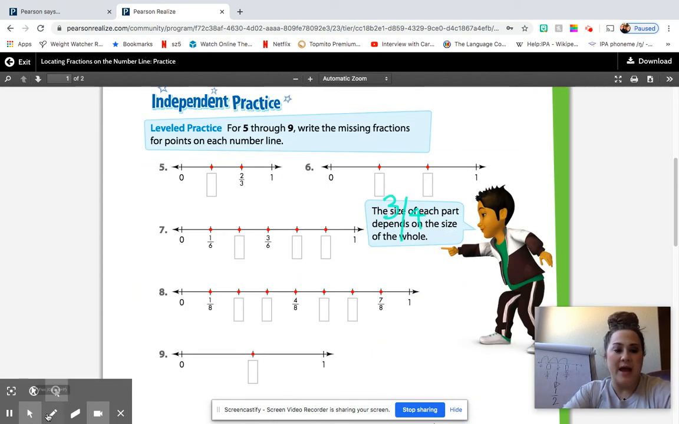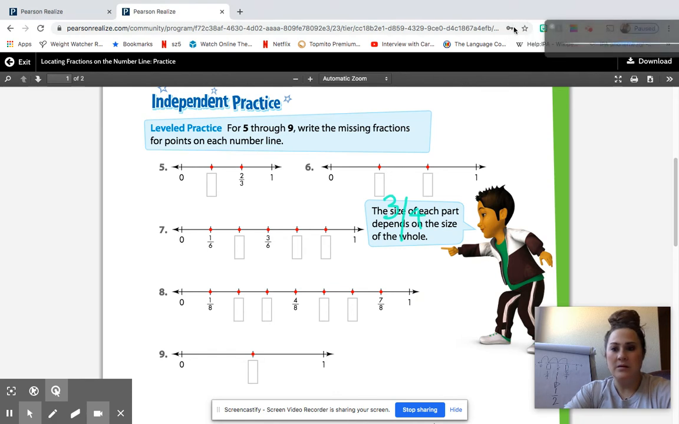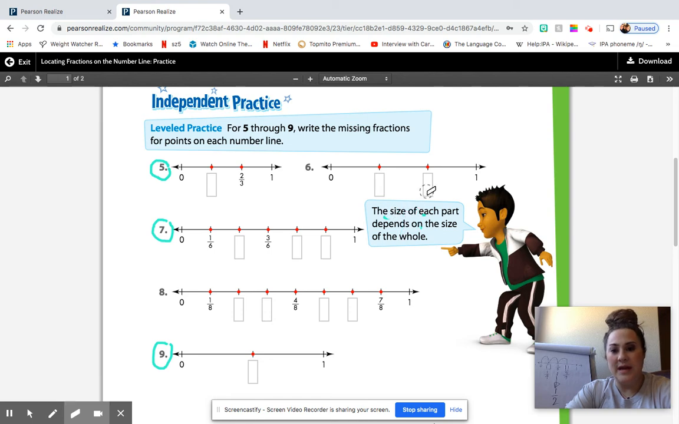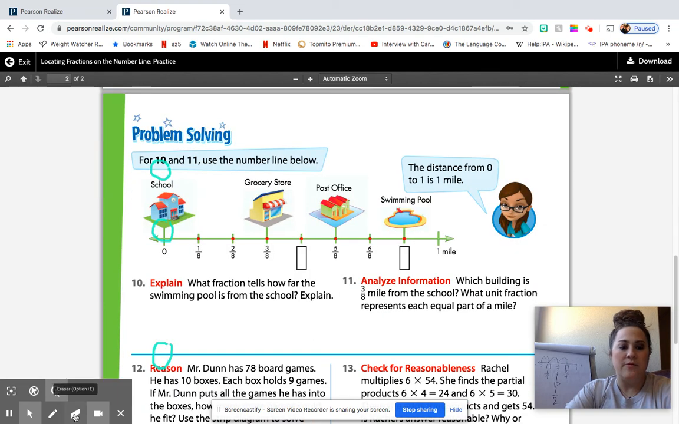Now, I am going to continue. I need you to solve 5, 7, and 9. And now we are going to go to the next page where I will read the story problems or the word problems for you. Okay.